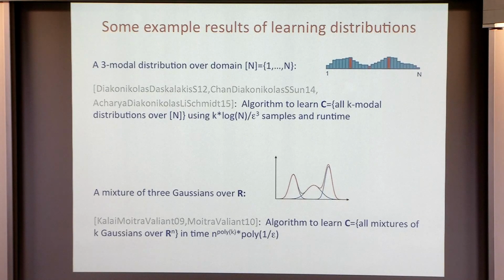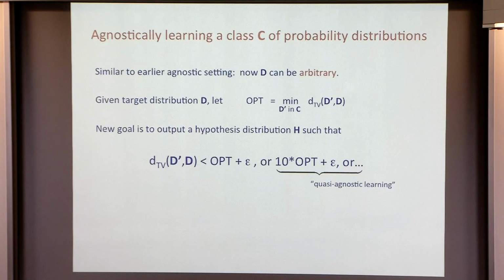We don't have a notion of noise. We don't have a notion of missing data. But of course, we want those notions. So how do we cook noise into the picture? Well, we can have this notion of agnostically learning distributions, which is defined entirely analogously to agnostically learning classification rules or Boolean functions. The distribution is now assumed to be arbitrary. We have this notion of opt being the minimum distance from the arbitrary target to a distribution in our class. And we'd like to come up with a hypothesis distribution H.